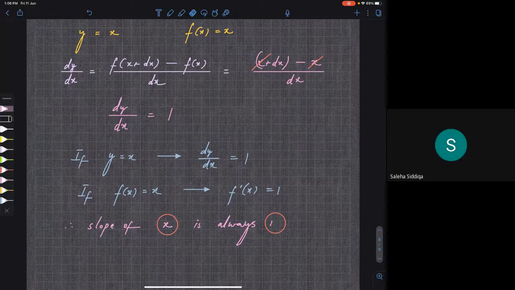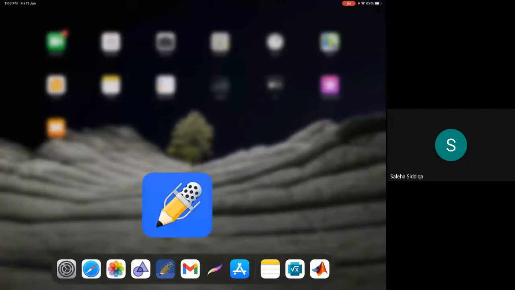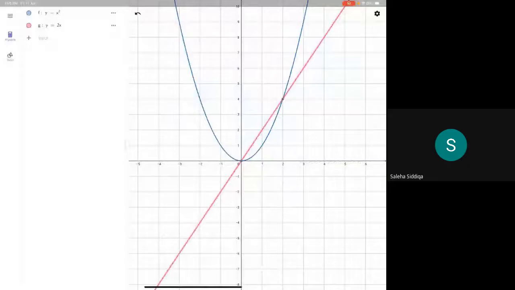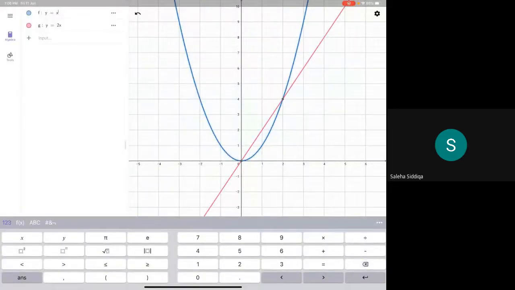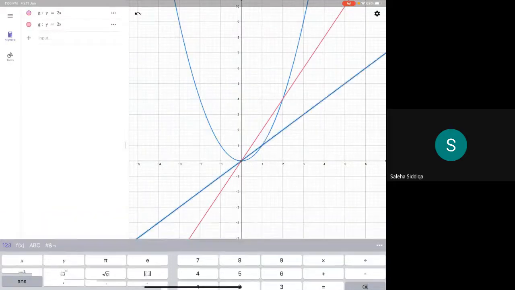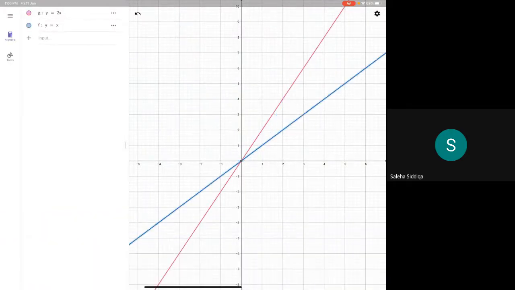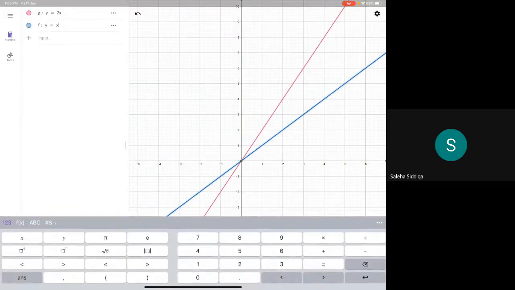So here, what is dy by dx? You got it as equal to dx by dx. The dx will cancel and you will get 1. So what is dy by dx? You got 1. That means the slope of x is always 1. Let me show you. See, if y is equal to x, if I plot, what will I get? I'll get this one blue colored line. What is y equal to 1?